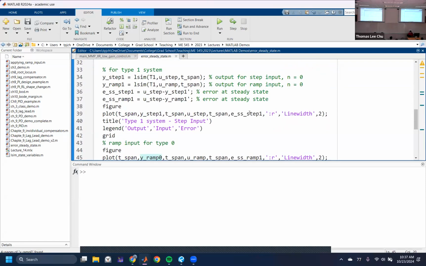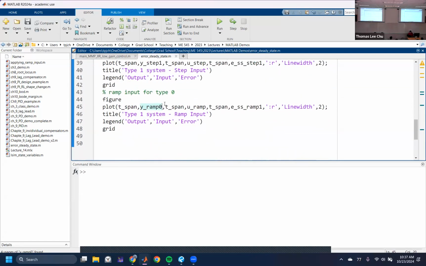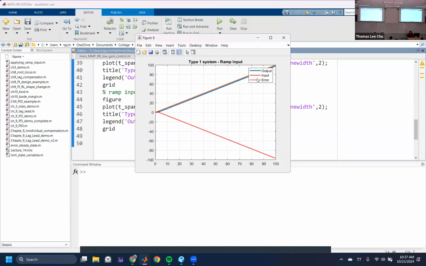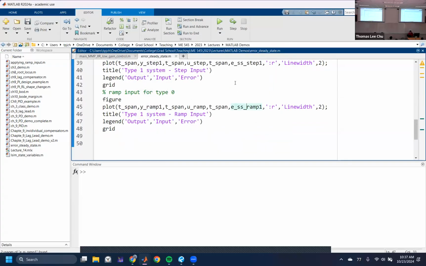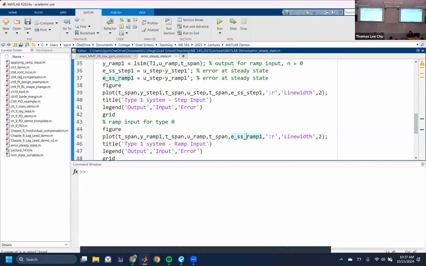T step 1. Yeah. So maybe if I were to change this to Y ramp 1, let's do that. There you go. Yeah, that looks right. This error calculation is actually using the wrong error calculation. So it should be, yeah. So I need to update this code. U ramp. There you go. Let's try that.